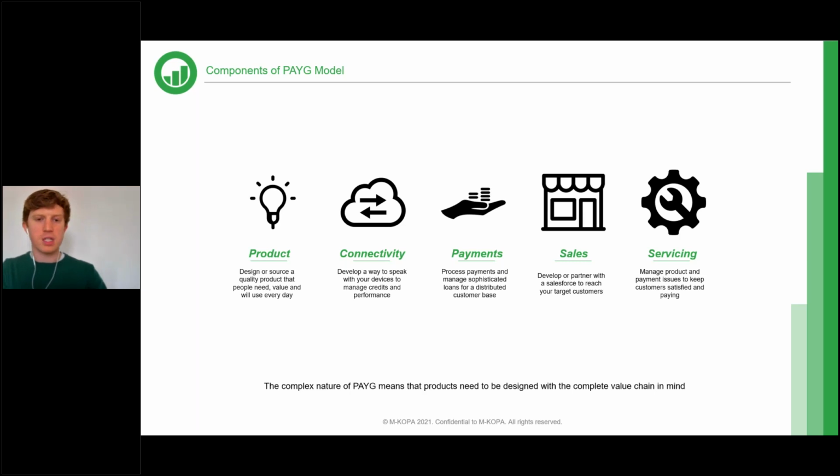And finally, then, servicing. So the essence of the pay-as-you-go model is that the customer wakes up every day and decides that they want to pay for your product. So it's essential when designing for pay-as-you-go that you also design with servicing in mind.